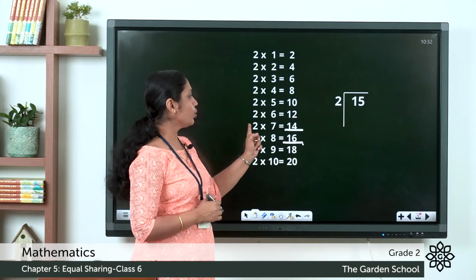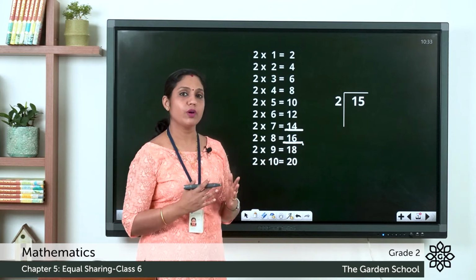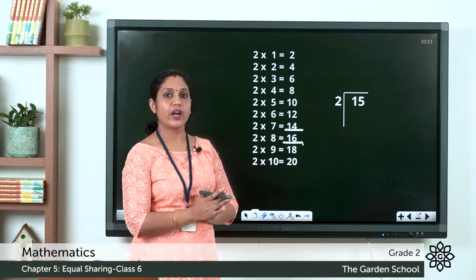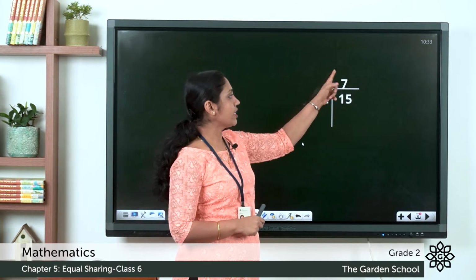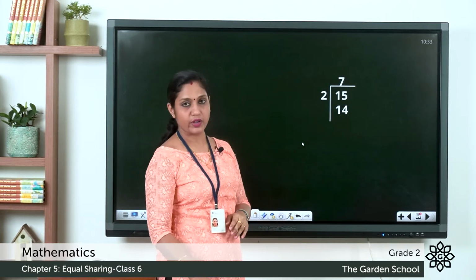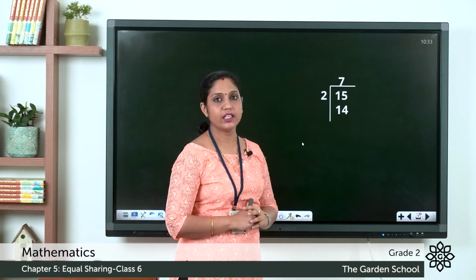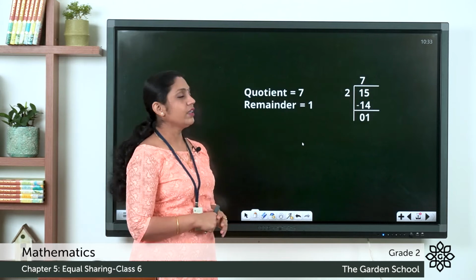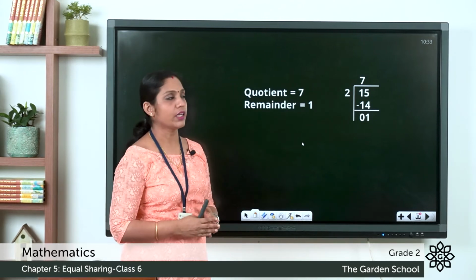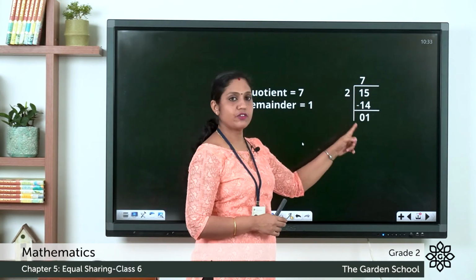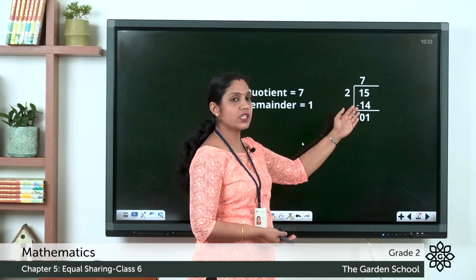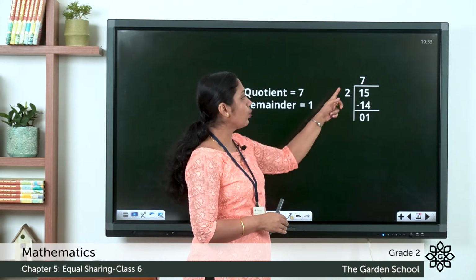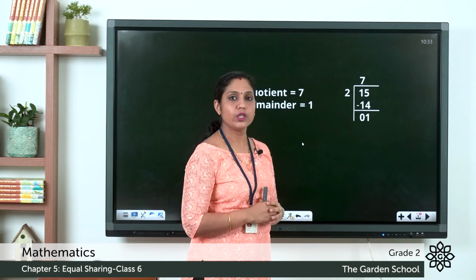So you have 2 sevens are 14. So which number should we write on top? We have to write the number 7. So 2 sevens are 14. Then we have to write 14 under the dividend. And then the next step is to subtract. So 5 minus 4. Subtract the ones position first. So 5 minus 4 is 1 and in the tens place 1 minus 1 is equal to 0.